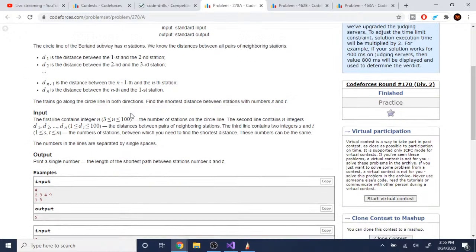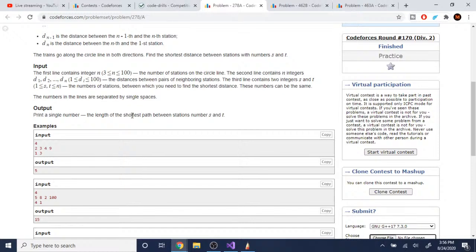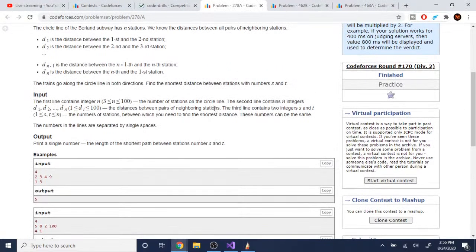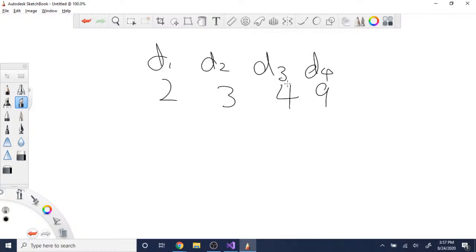Hold up. I think all you can do is actually just go in a circle. Because if it's in a circle, there's no other path you could go. Right? Like if I have the first one is, so if I have 2, 3, 4, 9, and these are the distances. So D1, D2, D3, D4. The D4 goes back to 1.